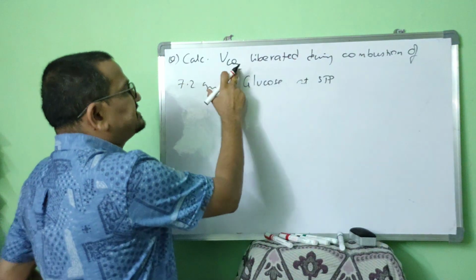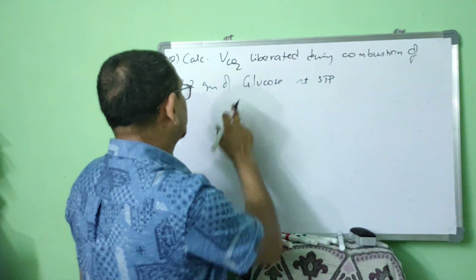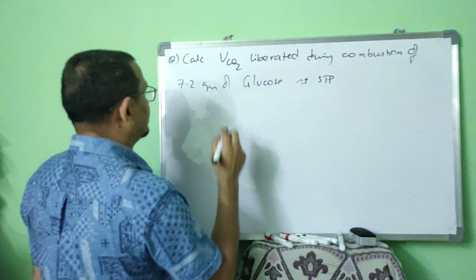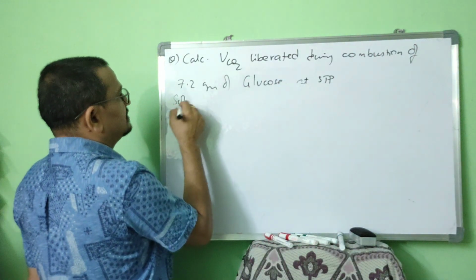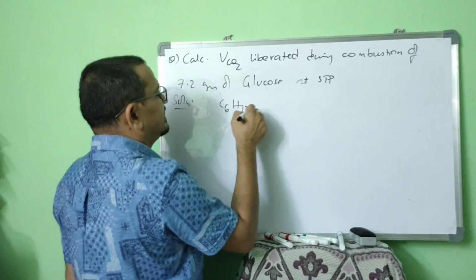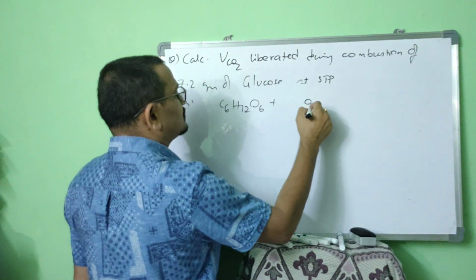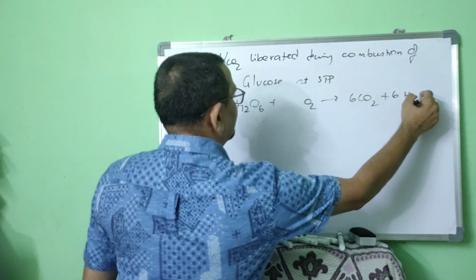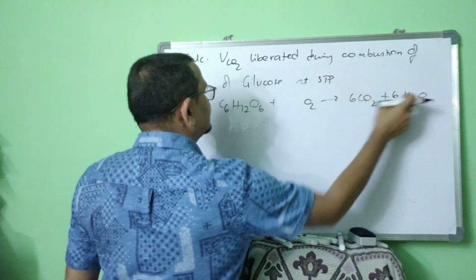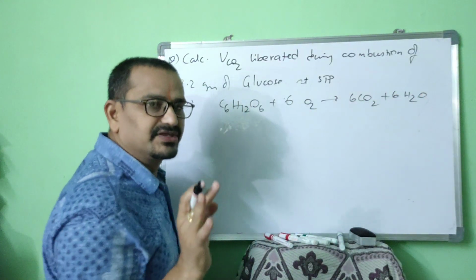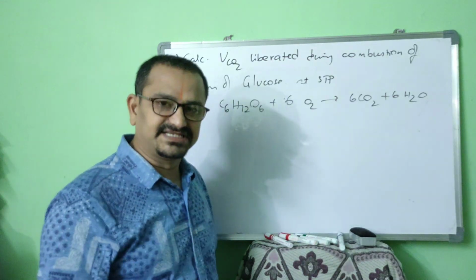Now, volume of CO2 liberated during combustion of 7.2 grams of glucose. This is at STP conditions. Now, the process is combustion of glucose. C6H12O6 plus O2 gives rise to 6 moles of CO2 plus 6 moles of H2O. 12 plus 6, 18 oxygens on both sides. So all atoms are balanced.